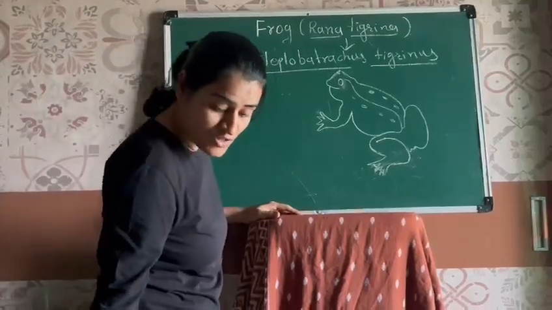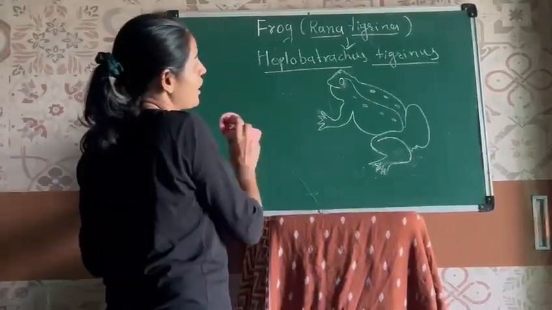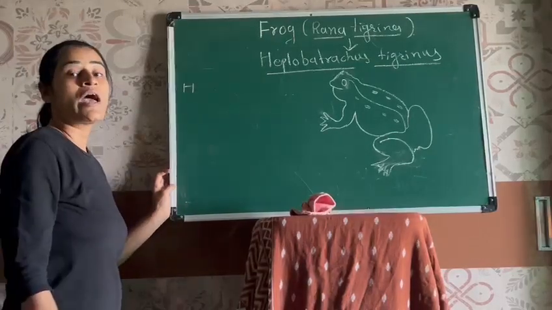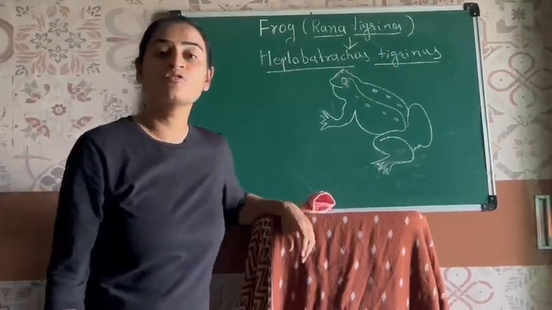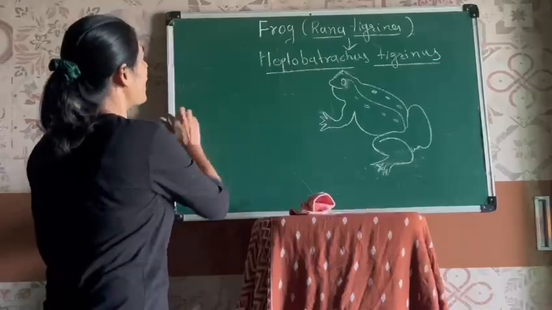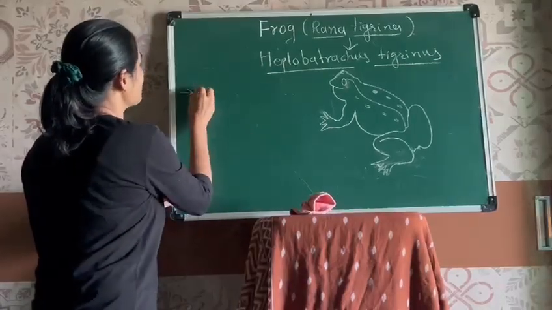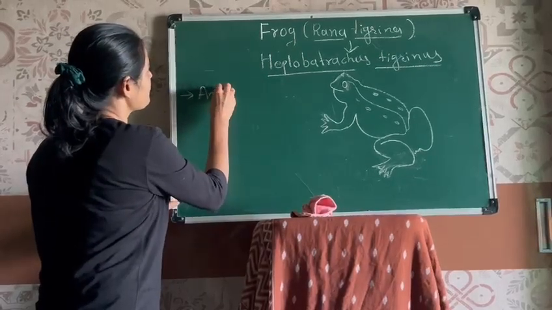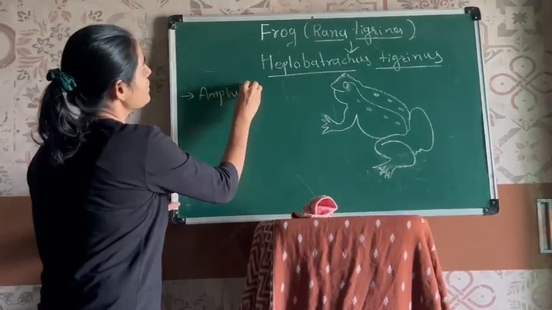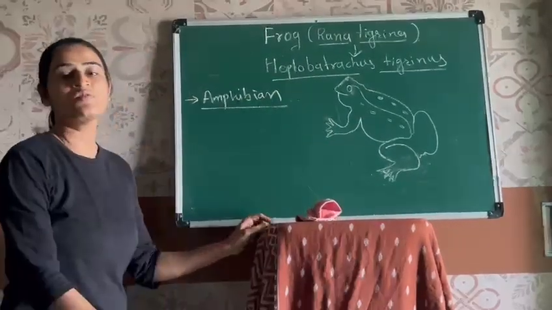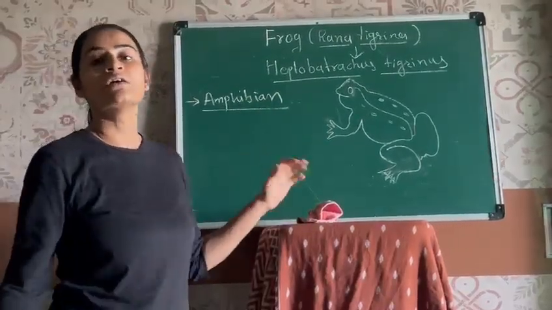If we are talking about any animal, we first go through its habits and habitat. The habitat of the frog: the frog is an amphibious animal. What is meant by amphibious? It is an amphibian, it belongs to the group Amphibia. Amphibia is a big class.